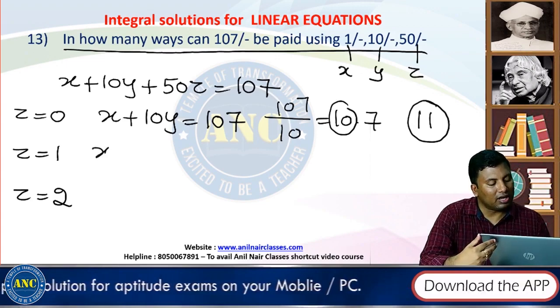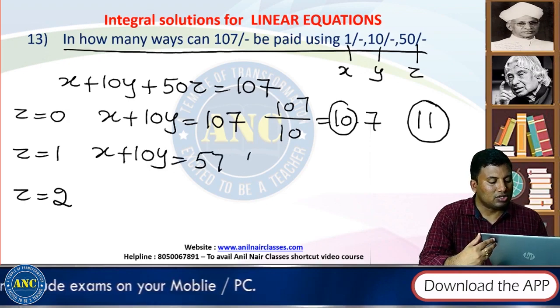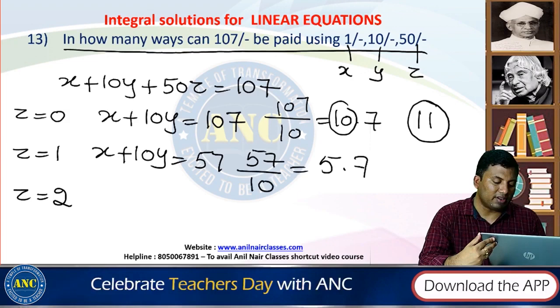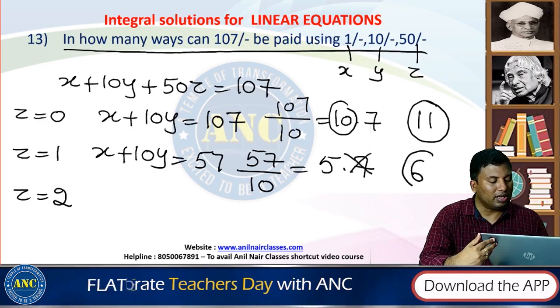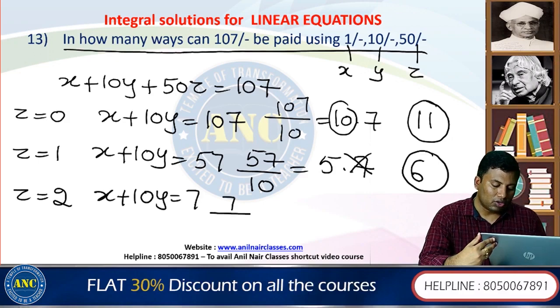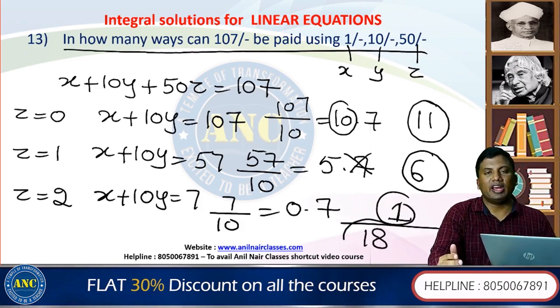Z is 1. x plus 10y equivalent to 57. So 57 by 10 is nothing but 5.7. 5 will be positive, 6 will be non-negative. Z is 2. x plus 10y equivalent to 7. 7 by 10 is nothing but 0.7, so positive is 0 and non-negative is 1. 11 plus 6 plus 1 is 18. I hope the idea is clear.